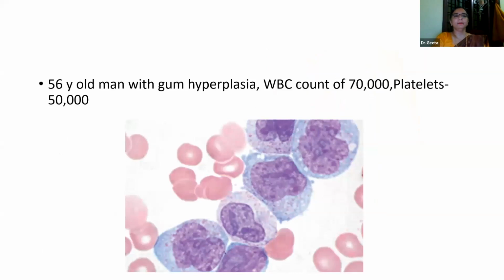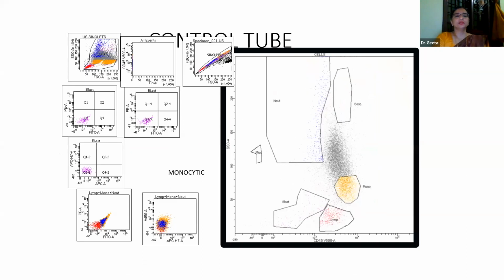Another case, a 56-year-old man with gum hyperplasia, WBC count being high and the platelet count low. You have this typical morphology of large cells with cleaved nuclei. You go on to the bead tube. So I go to the blast area. To my surprise, there are no cells in the blast area. Now, when I carefully look at it, there is a dense population of cells sitting here. This is the monocytic region. So all the abnormal cells have come to the monocytic area.